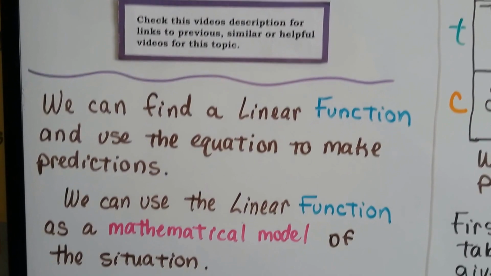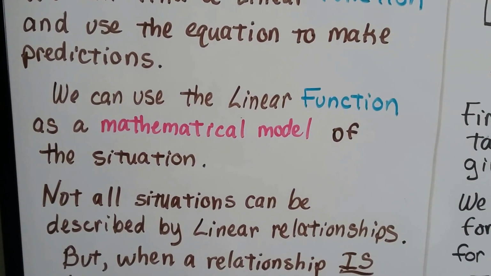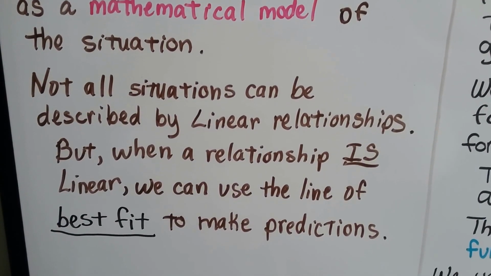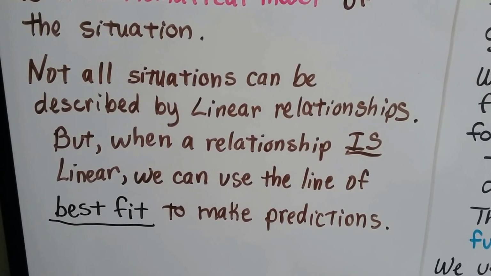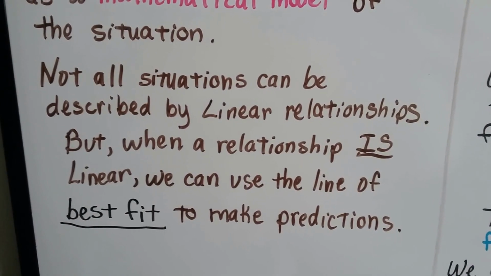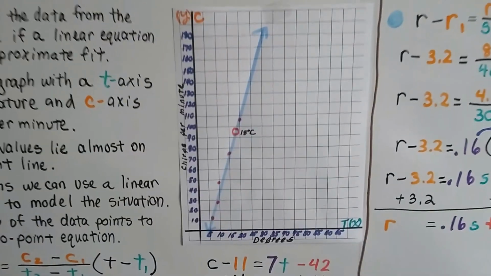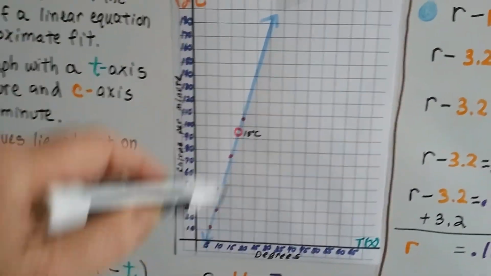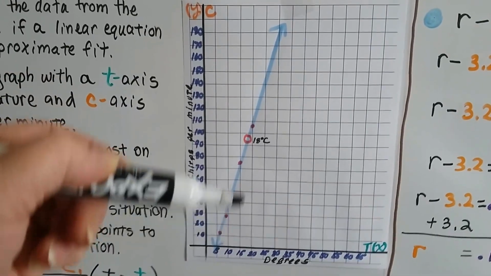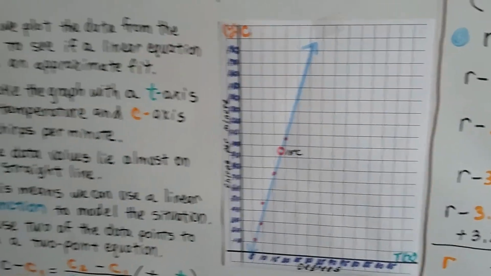We can find a linear function and use the equation to make predictions. We can use a linear function as a mathematical model of the situation. Now, not all situations can be described by linear relationships, but when a relationship is linear, we can use the line of best fit to make predictions. So what they're saying is, if we graph data and we make a line, we can predict what is in between, in between the given data.